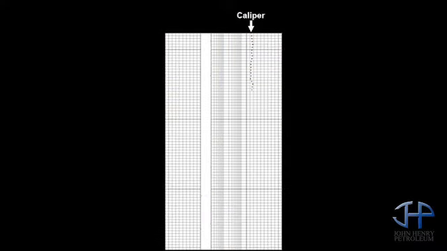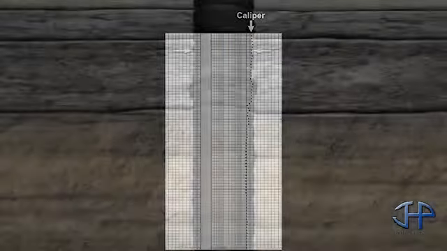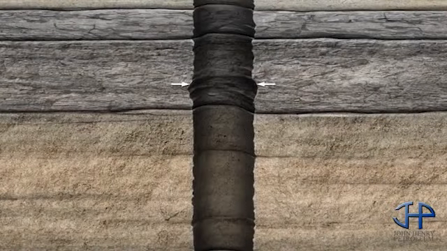Finally, on the left edge of this section, we see the reading from the caliper tool, which measures variations in the size of the wellbore. These variations can affect the accuracy of the other tools on the probe. So based on this measurement, the computer recalibrates the readings from the other tools as necessary.